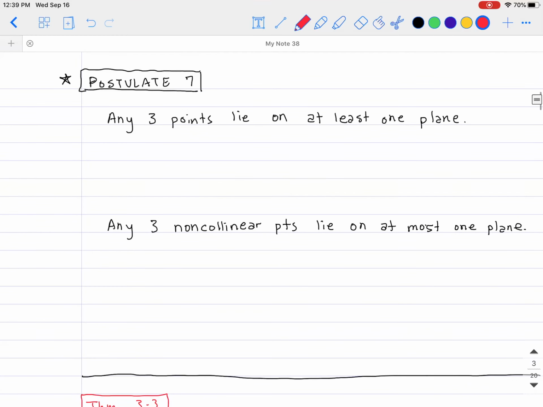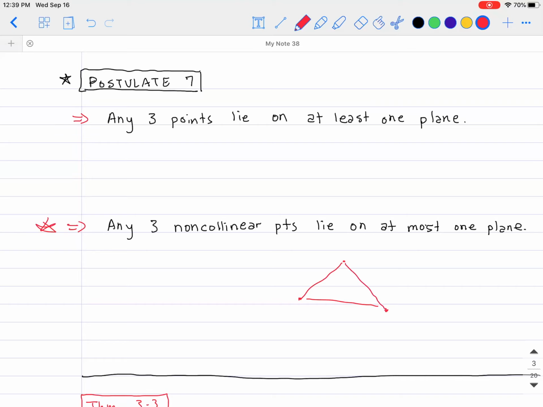The next few things will be Postulate 7 over here. So this one, there's no proof in it, but rather it's just something pretty simple for the most part. Any 3 points lie on at least one plane. There's a second part to this, which says that any 3 non-collinear points lie on at most one plane. So let me do the second half right here, because I think that's something that's easier to grasp.